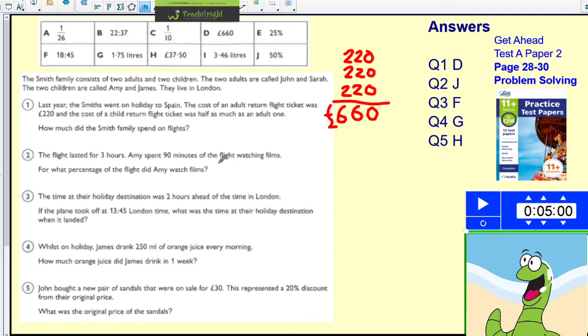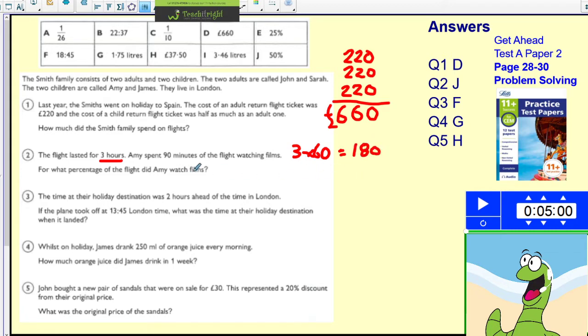Number 2. The flight lasted for 3 hours. Amy spent 90 minutes of the night watching films. What percentage of the flight did Amy watch films for? So, if the flight is 3 hours, and I'm comparing it to minutes, I want to get everything in minutes first. So I'm going to do first off 3 hours into minutes. Well, that's going to be 3 times 60 minutes. 3 times 60 is 180. I can do 3 times 6 is 18, add the 0 on, 180.